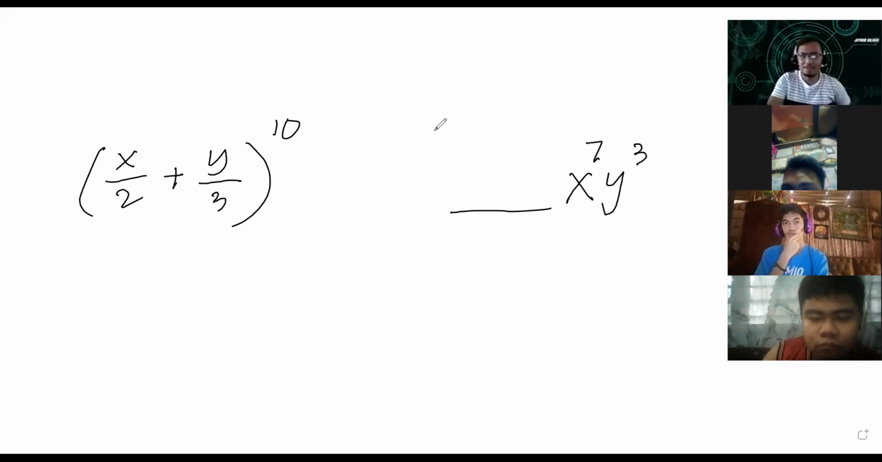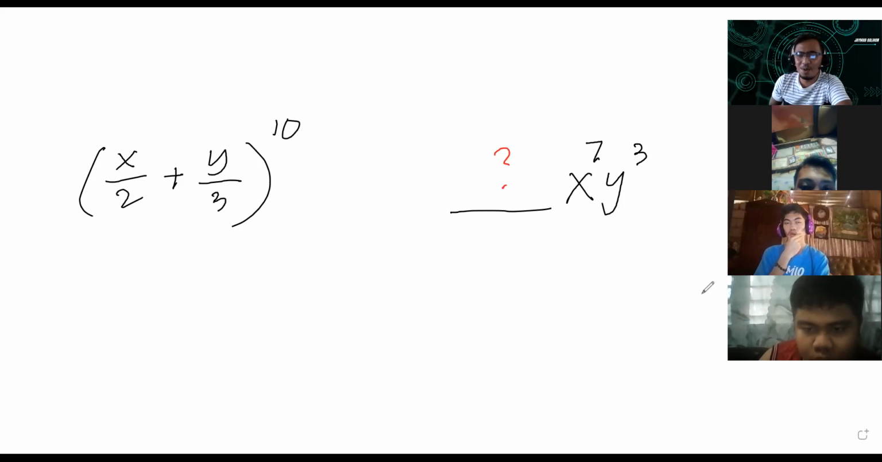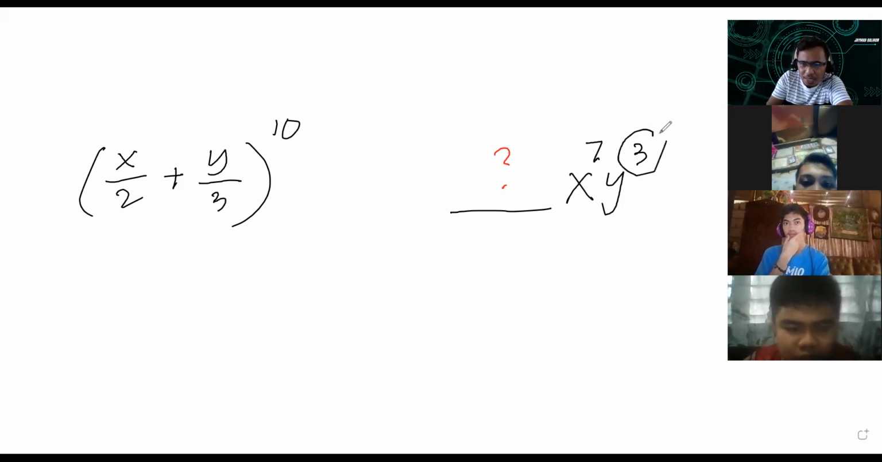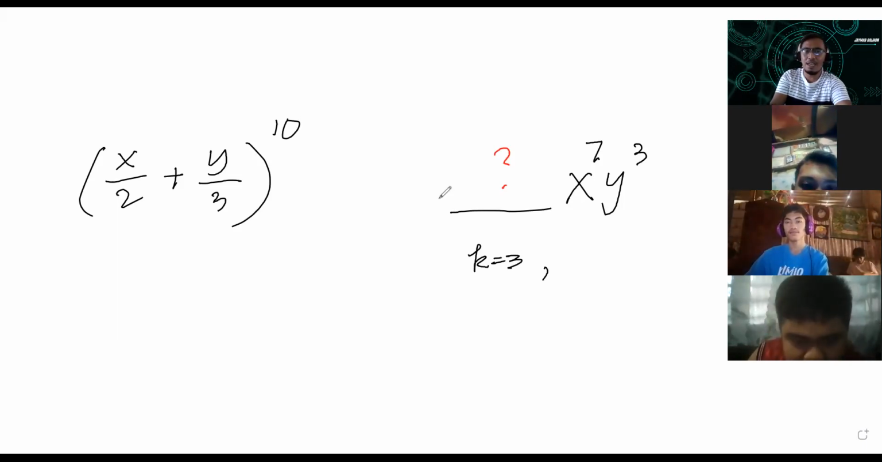First, let's look at the exponent of y. That will be your k, right? So your k now is 3. You are now certain that your k is 3. What's our n? n is 10. Your n is 10. Which should we use, sum or difference?